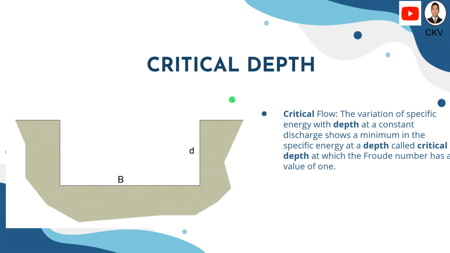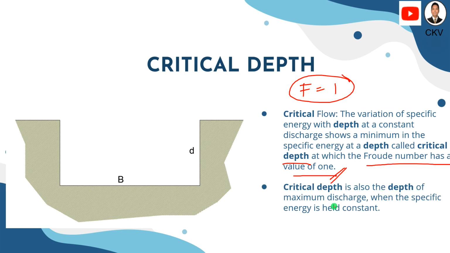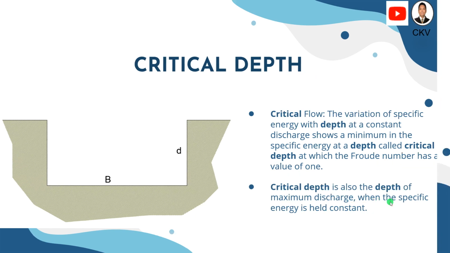For the critical depth, the critical flow, it is the variation of specific energy with depth at a constant discharge that shows a minimum in the specific energy at a depth called the critical depth, at which the Froude number has a value of 1. So if we have obtained a Froude number equivalent to 1, it means that we are at a critical depth. A critical depth is also the depth of maximum discharge when the specific energy is held constant. So how can we determine this critical depth?